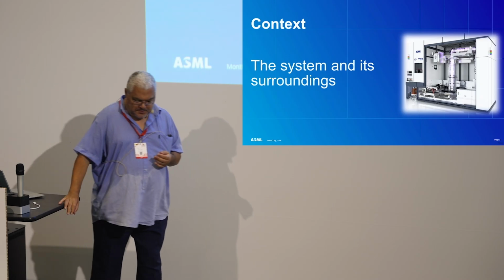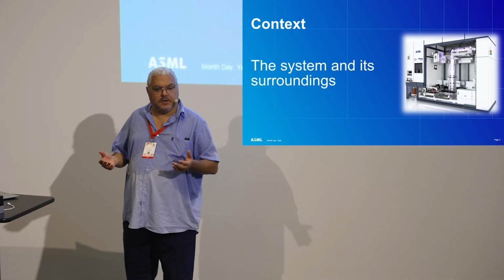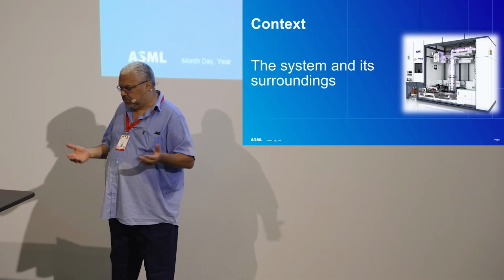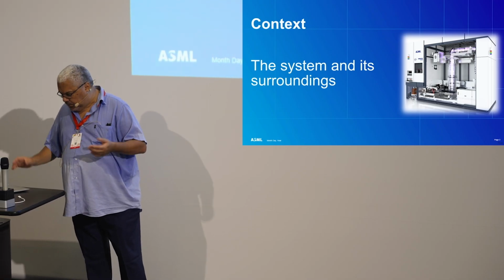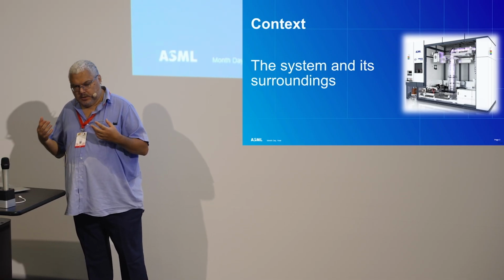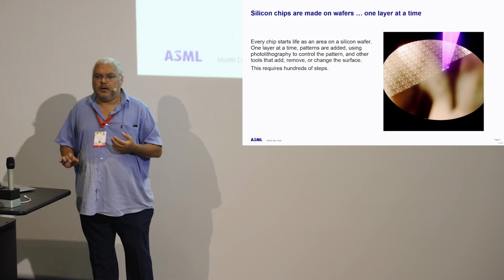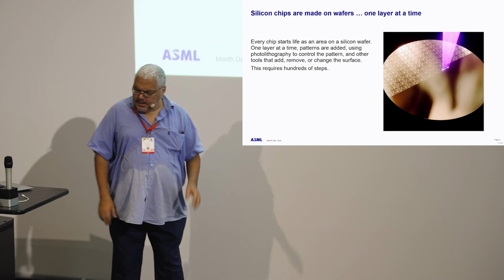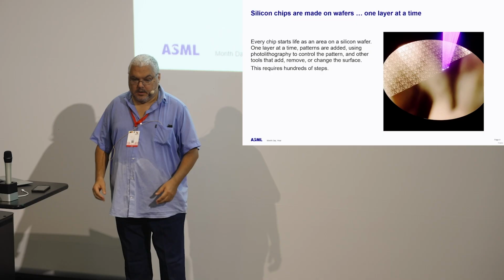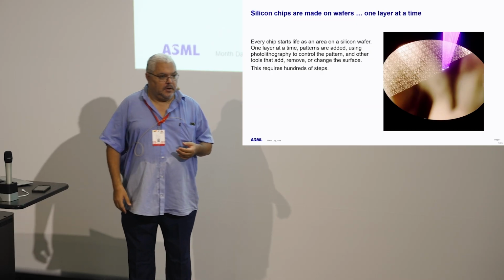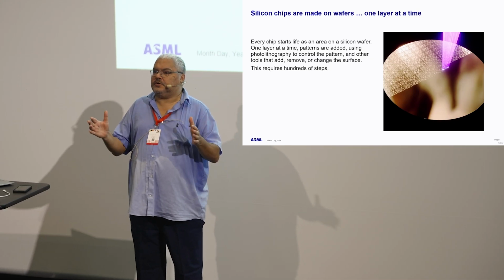So I'll start with a little bit of talking about the system and its surroundings. As mentioned, I'll be talking about our lithography systems, and the role that they play is in the manufacture of semiconductor chips, and every chip that you see, so everything that's in your laptop, in your mobile phone, and this microphone, pretty much everything, winds up starting off as a flat, bare piece of silicon.